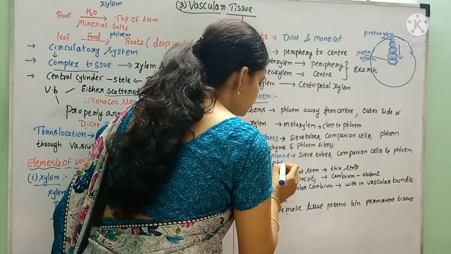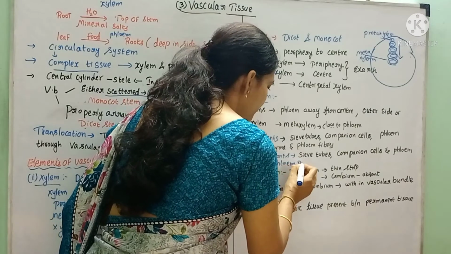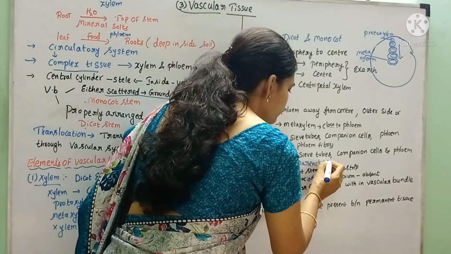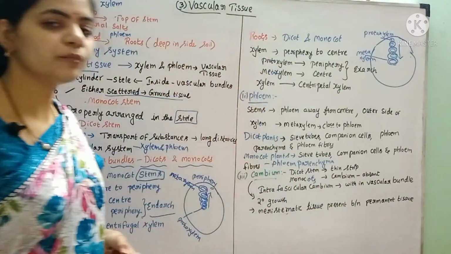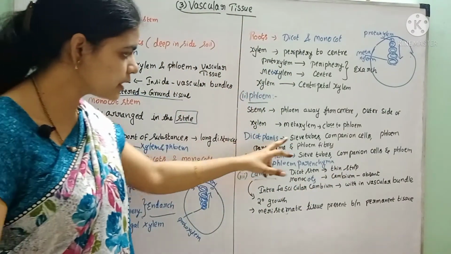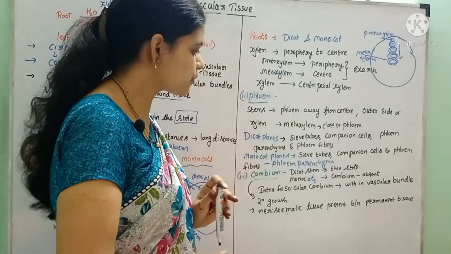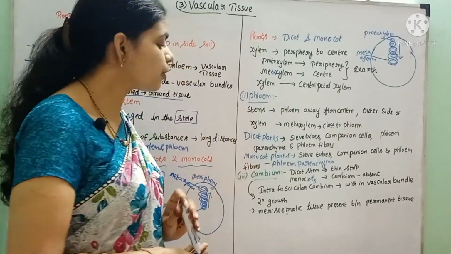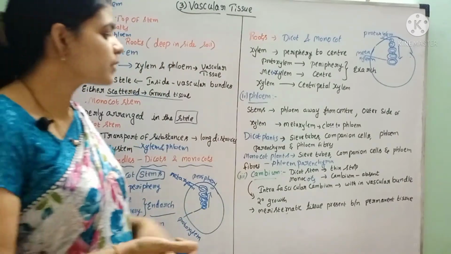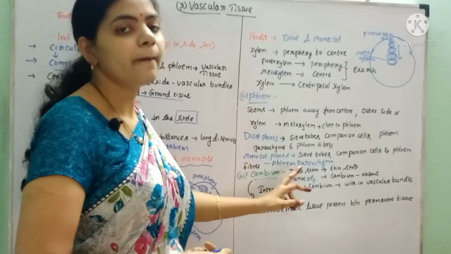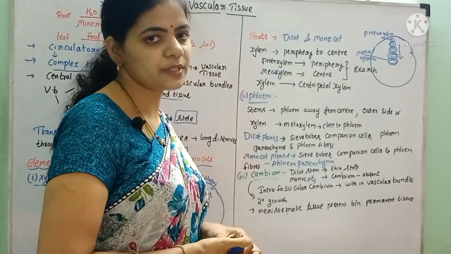Phloem parenchyma is absent in the monocot plants. In the dicot plants, sieve tubes, companion cells, phloem parenchyma, and phloem fibers were present. Whereas in monocot plants, only sieve tubes, companion cells, and phloem fibers were present, but phloem parenchyma was absent.